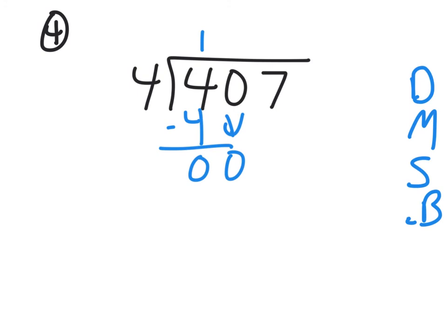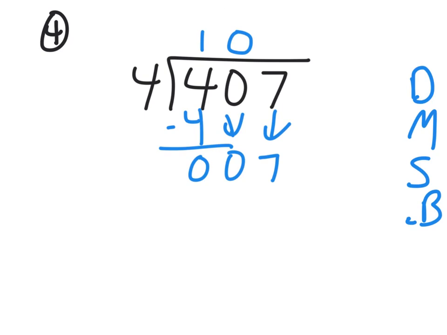4 goes into 0 0 times. Anytime you put a 0 in the quotient, in the answer part, you can just skip the other steps because you know 0 times 4 is 0. When you subtract 0 from anything, you're going to get 0, so you're not going to change anything. You can skip the next steps of divide, multiply, and subtract, and go right to bringing down the next number, 7. That's when you put a 0 in the answer. You just go right to bring down the next number.